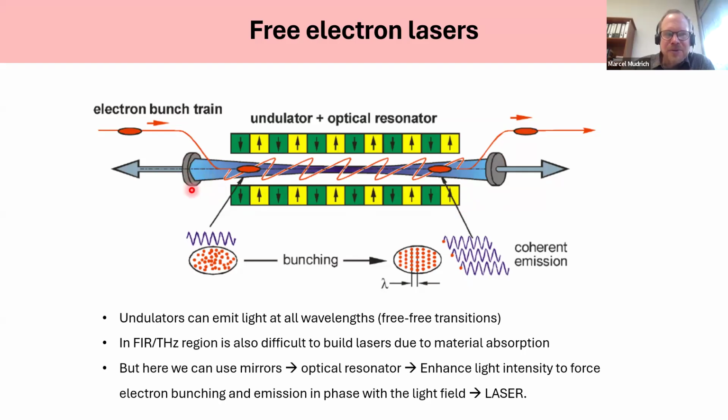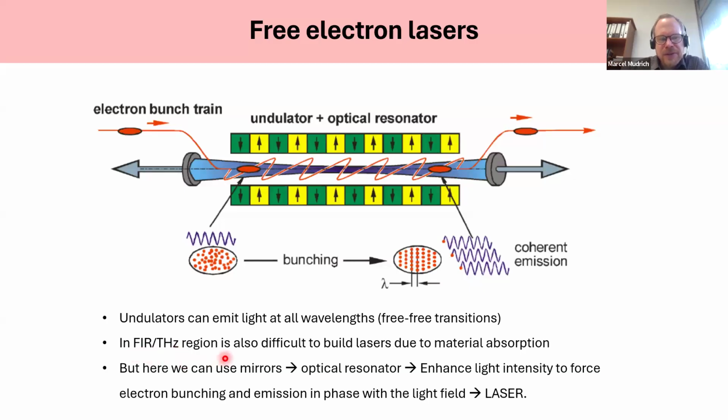That's absolutely true for X-rays, but in the undulator, we have free transitions. So in principle, we can tune an undulator to any wavelength that we want. It doesn't have to be X-rays, right? We can also tune it to visible or to the infrared. And then we do have mirrors, and we can easily build a resonator around it. Undulators can emit light at any wavelength in principle, so in particular also in the far infrared or the terahertz region.